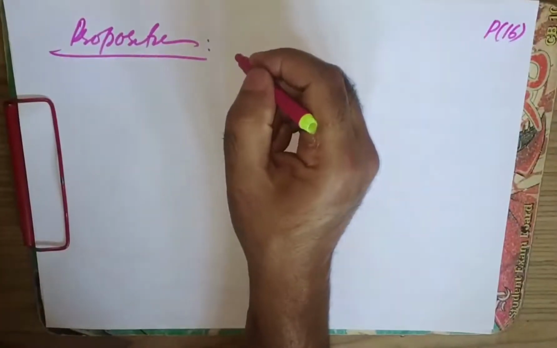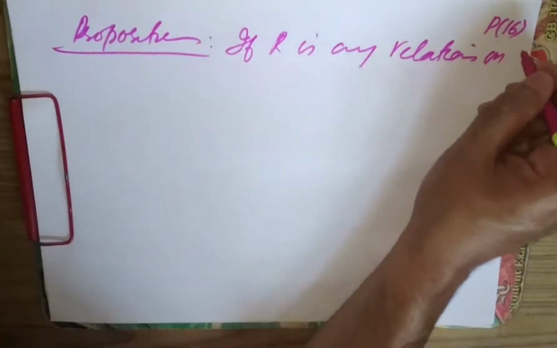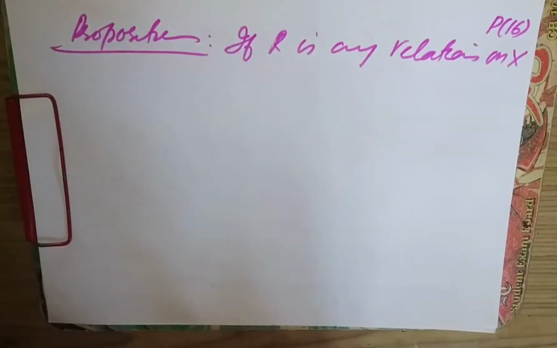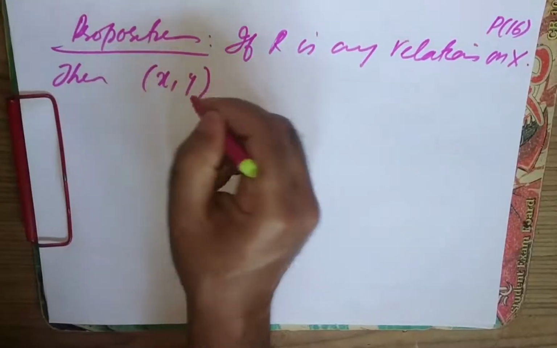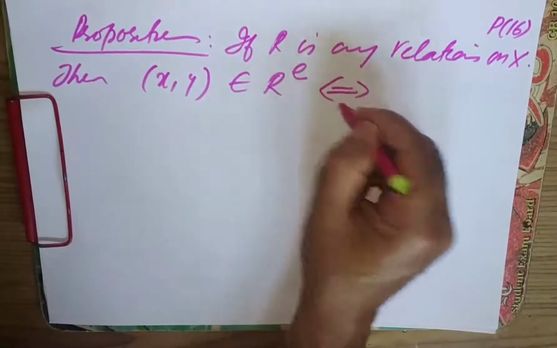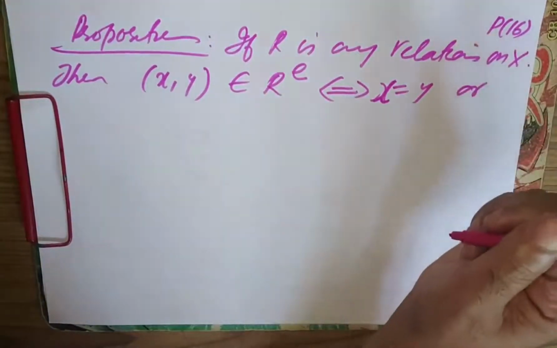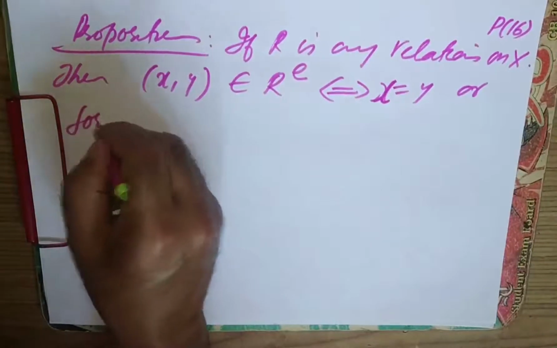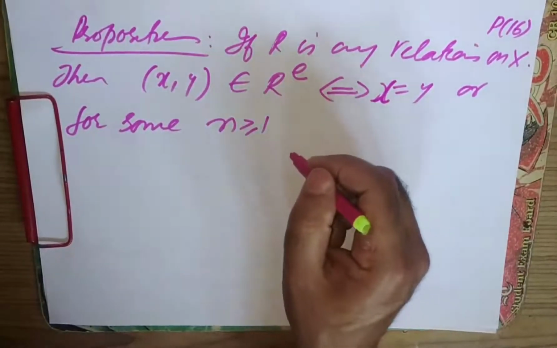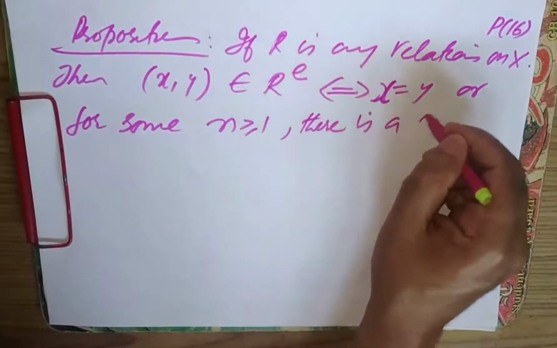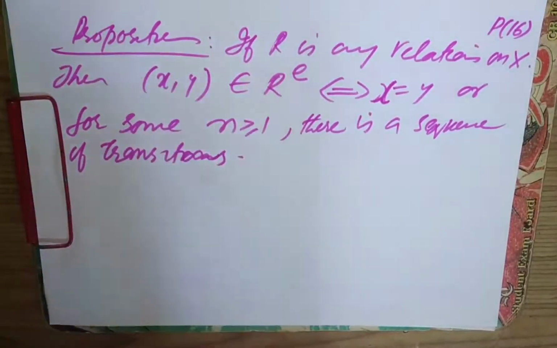If R is any relation, not necessarily an equivalence relation, on any set X, then (x, y) belongs to RE if and only if either x equals y, or for some n greater or equal to 1, natural number, there is a sequence of transitions. There is a sequence of transitions.